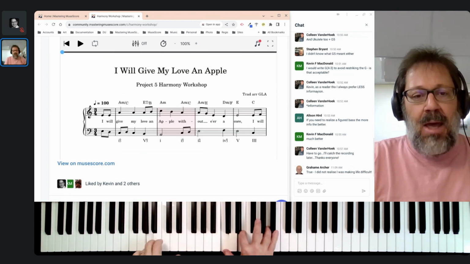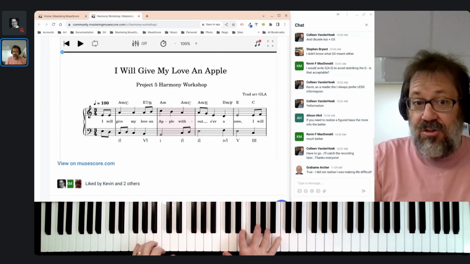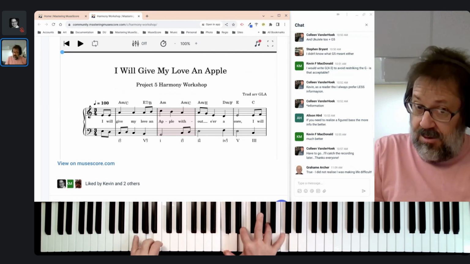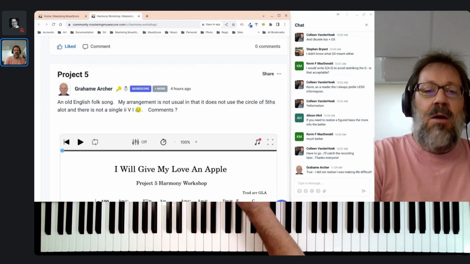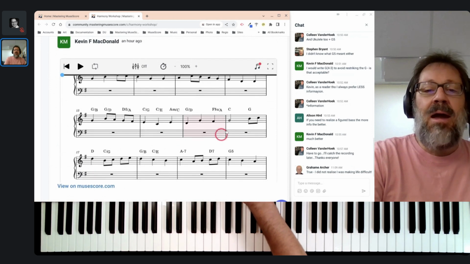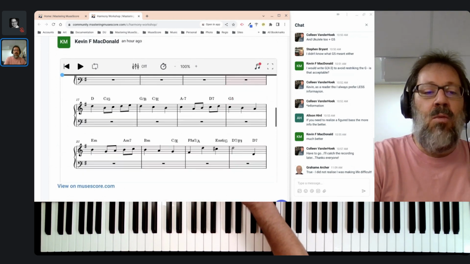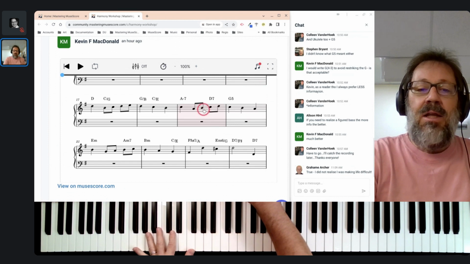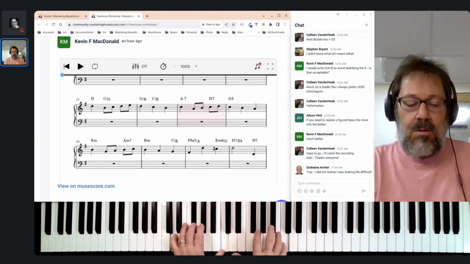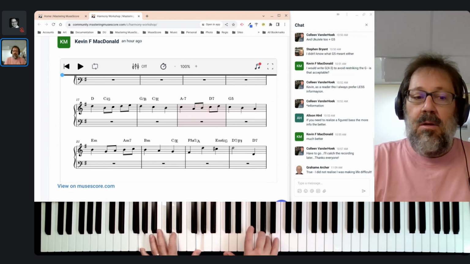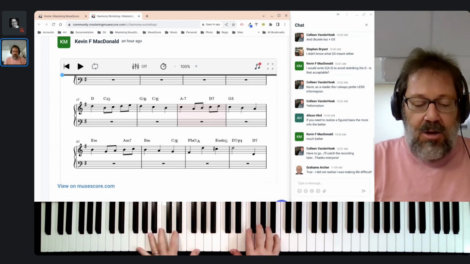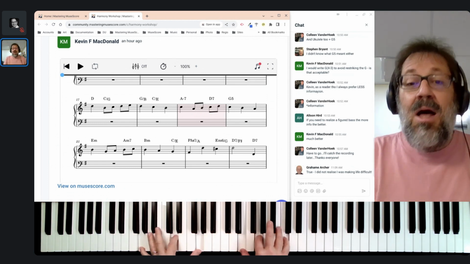That motion, by the way, using inversions to smooth out bass lines, I do want to come back to Kevin's version here just to point out one other opportunity. Right here, where we had... are you all hearing what I'm hearing here?